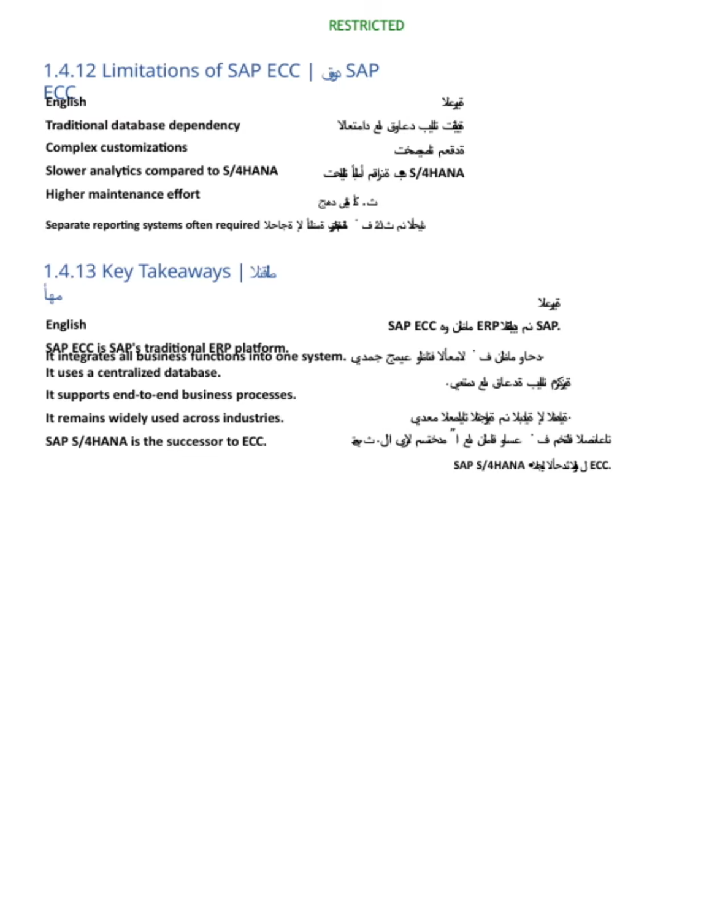Let's take a moment to understand SAP ECC and its role in business today. SAP ECC is the traditional ERP platform many companies still rely on. It uses separate reporting systems, which can slow things down. It depends on older databases and often needs complex customizations.